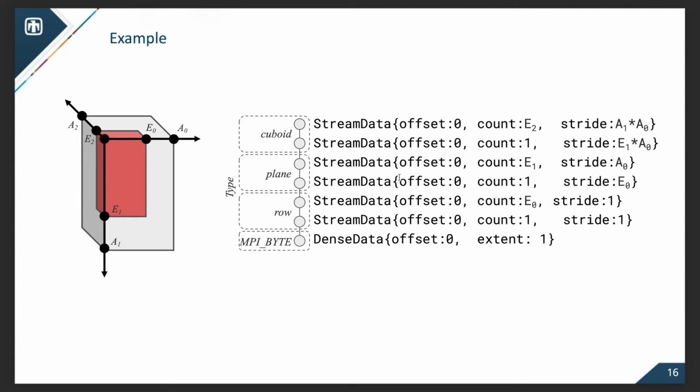Since each vector is a repeated sequence of blocks of child elements, each vector maps to 2 stream datas. So when we use a vector to build up the rows, then the planes, then the cuboid, we actually end up with 6 stream datas instead of 3.